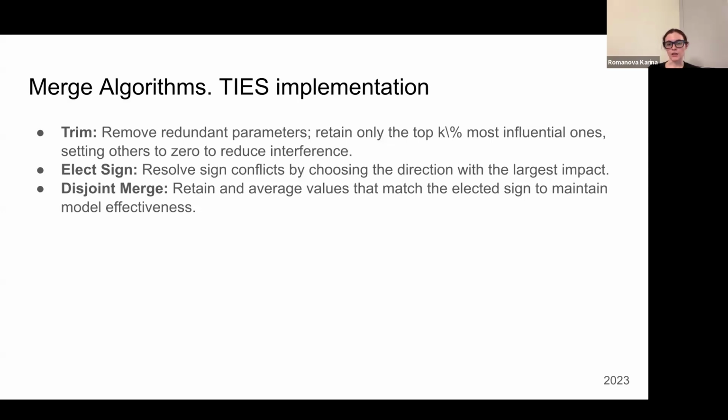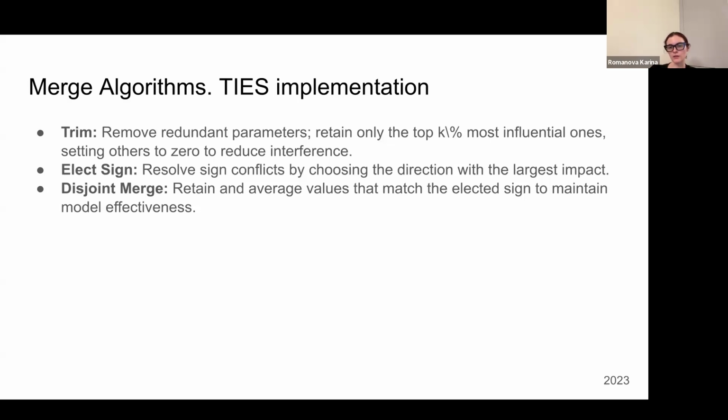The next step is alignment of parameter signs between the models. This alignment is crucial because parameters with conflicting signs can negate each other's effects when merged, leading to loss of important features. The TIES algorithm resolves this by electing the dominant sign for each parameter, ensuring that the merged model retains the most impactful characteristics of the original models.